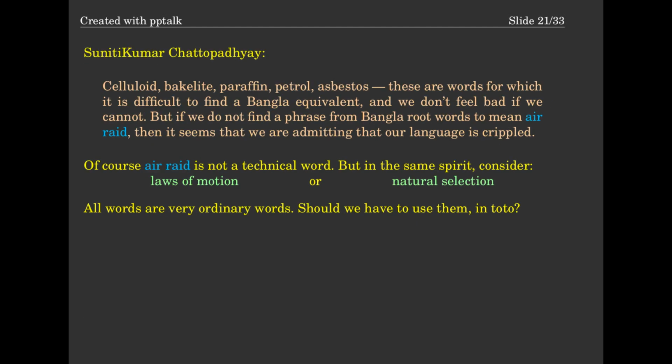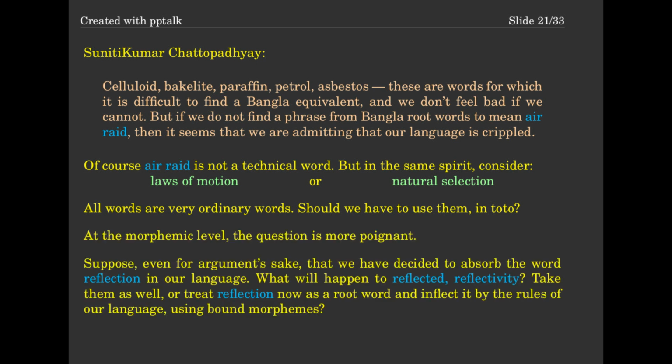Suniti Kumar Chattopadhyay, the famous linguist, wrote, I am translating, celluloid, bakelite, paraffin, petrol, asbestos, these are words for which it is difficult to find a Bangla equivalent and we don't feel bad if we cannot. But if we do not find a phrase from Bangla root words to mean air raid, then it seems that we are admitting that our language is crippled. Of course, air raid is not a technical word, but in the same spirit, consider laws of motion or natural selection. All the words appearing in these phrases are ordinary words. Should we have to then use them in English when we talk about science?